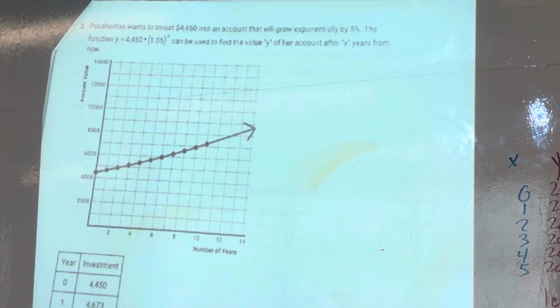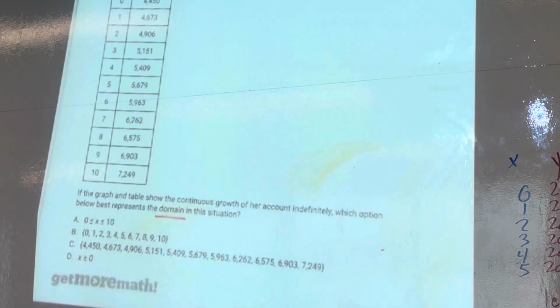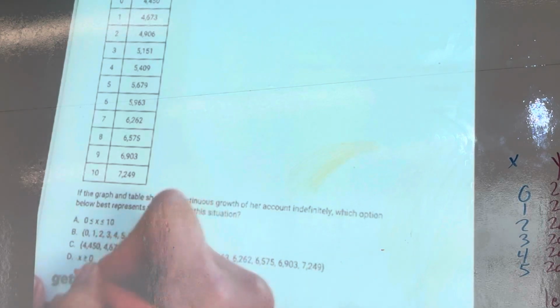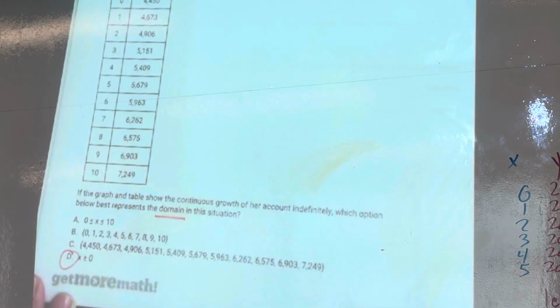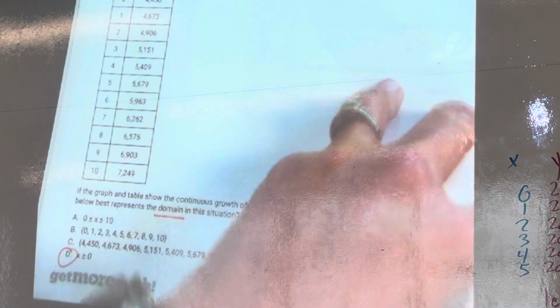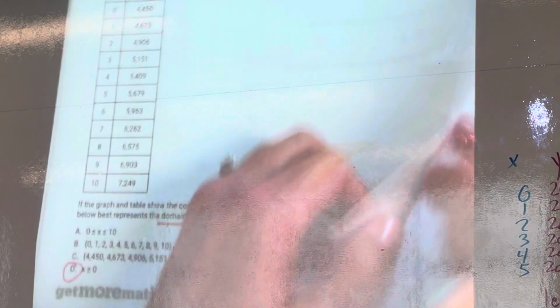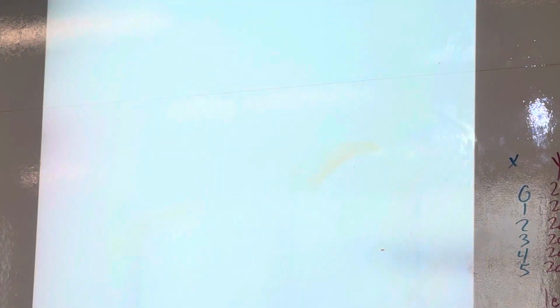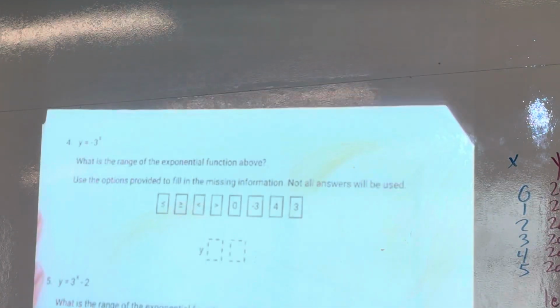What's it about? Years. Money. Yeah, money, and you're saving, right? So, what's our answer? D. Again, because it's connected and it continues on, it doesn't stop. It's got an arrow on the end, so it's going to start at 0 and continue to get greater. So x is greater than or equal to 0. So you're not going to have individual numbers unless we have dots and they don't continue. So is the graph important? Yes.